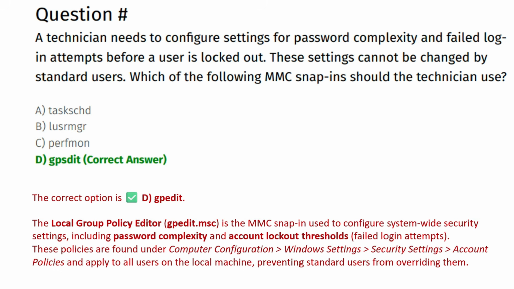So the Local Group Policy Editor, that means gpedit.msc, is the MMC snap-in used to configure system-wide security settings, including password complexity and account lockout thresholds, failed login attempts. So these policies are found under Computer Configuration, Windows Settings, Security Settings, Account Policies, and apply to all users on the local machine, preventing standard users from overriding them. So that's why the correct answer for this question is option D, gpedit. So let's move to the next question.